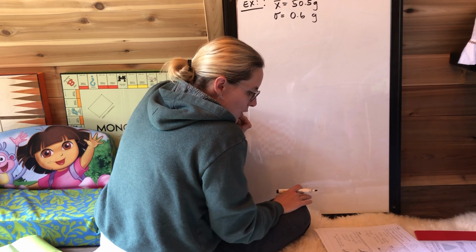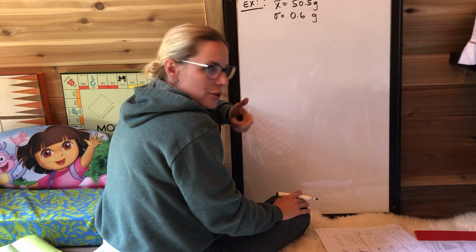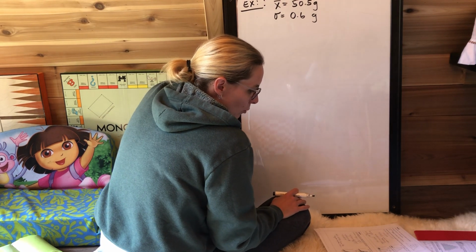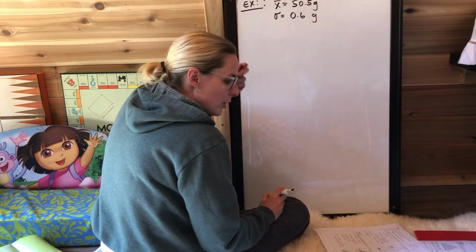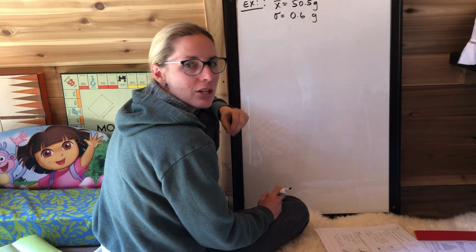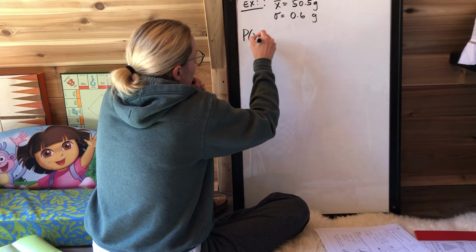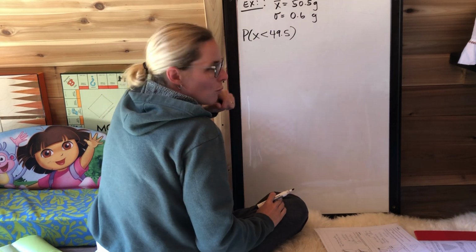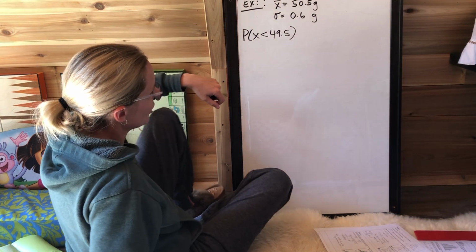Manufacturers want to ensure that each package contains at least 49.5 grams. You have to understand at least, at most. There's a whole bunch of wording that needs to be understood. What percentage do not? They want to say how many do not have 49.5. So we're trying to look up the probability that it's less than 49.5. We want to find out what percentage of the cosmetic powders have less than 49.5 grams.